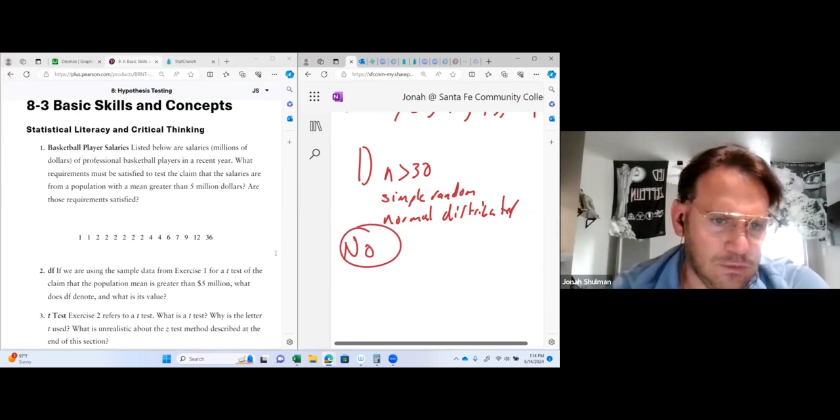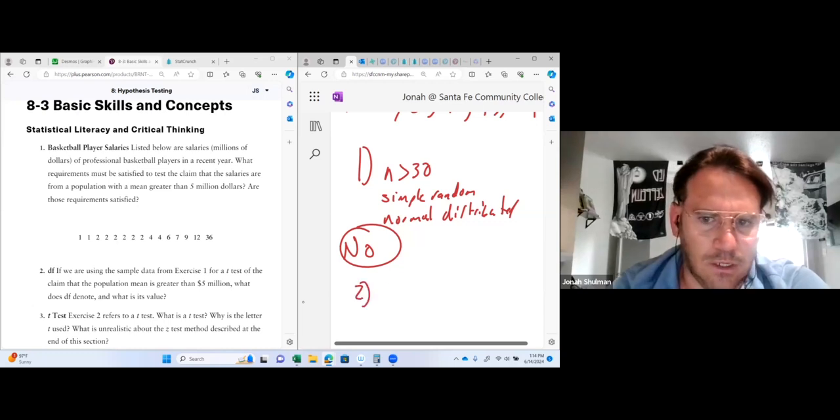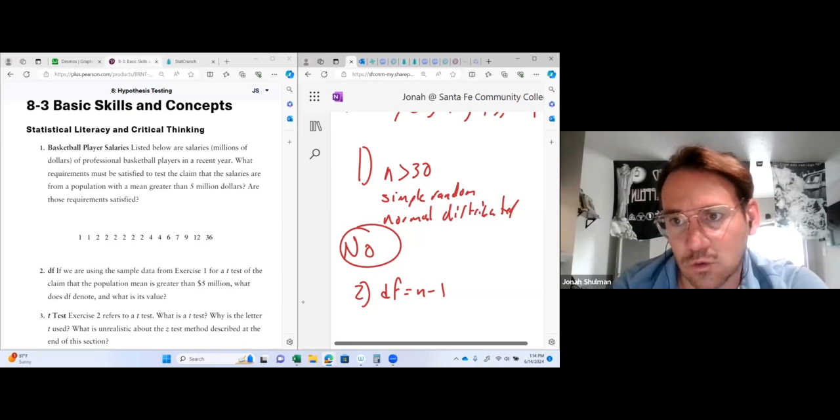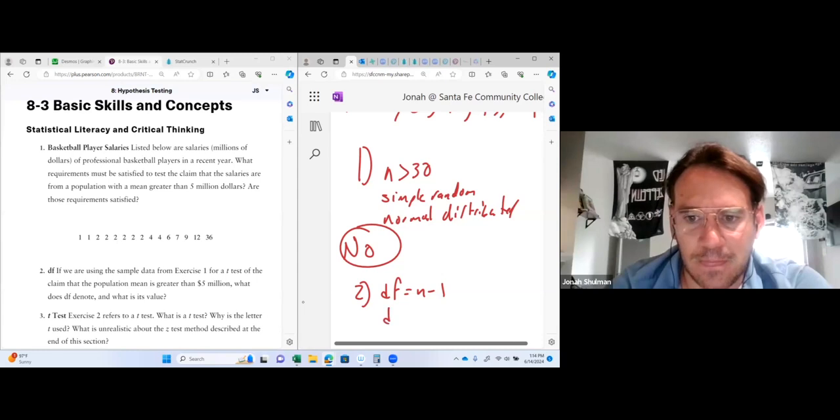So if we are using the sample from exercise 1 for a t-test of the population claim that the mean is greater than 5 million, what does the degrees of freedom notate? All right, so the degrees of freedom is just n-1. It just means we'll be able to get all the other scores while losing one, because if we take one out, the average will tell us what that's going to be. And they have a much better definition in here, so I want everybody to write in the definition.